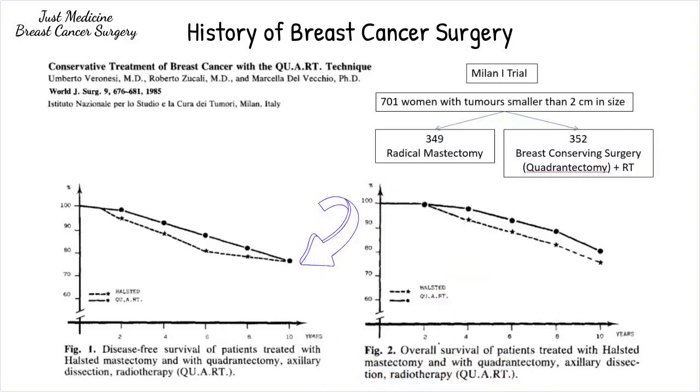The chart on the left compares disease-free survival, in other words, the proportion of women alive without any evidence of disease. The chart on the right represents overall survival, or the proportion of women still alive, regardless of whether she has detectable disease. We can see that the 2 curves separated about 10 years after treatment, with a higher proportion of women who underwent quadrantectomy still alive.